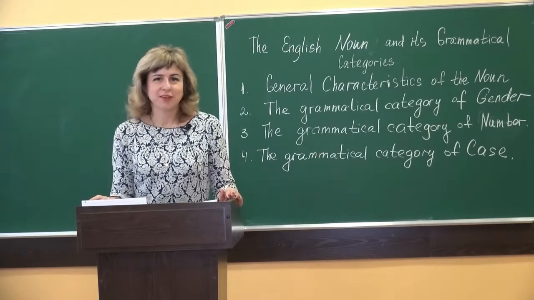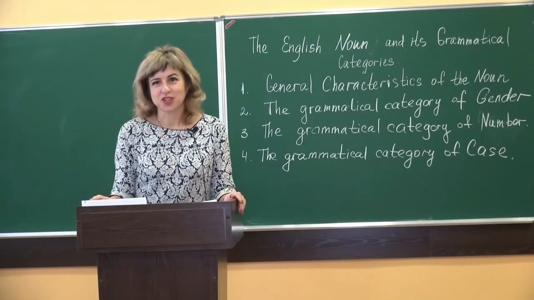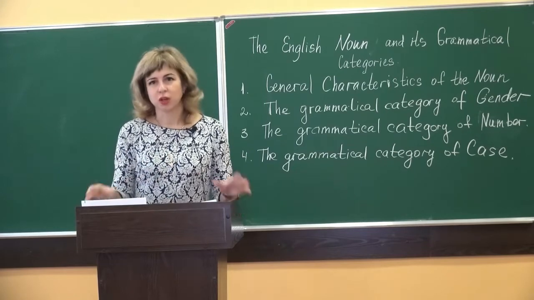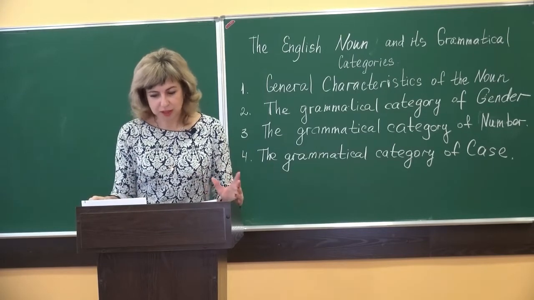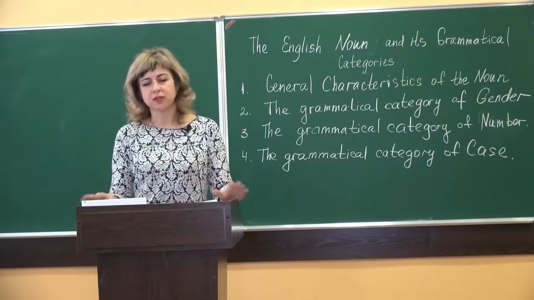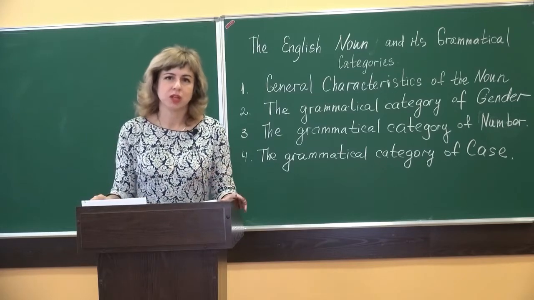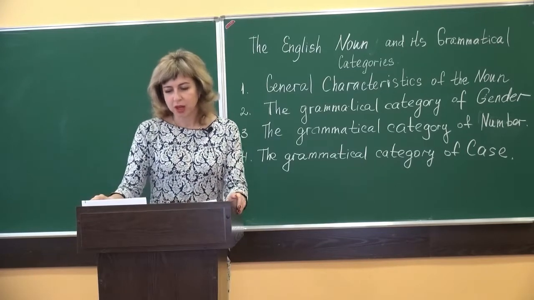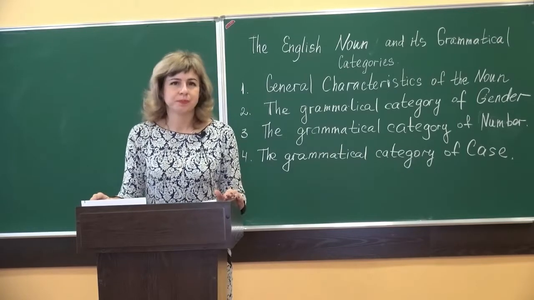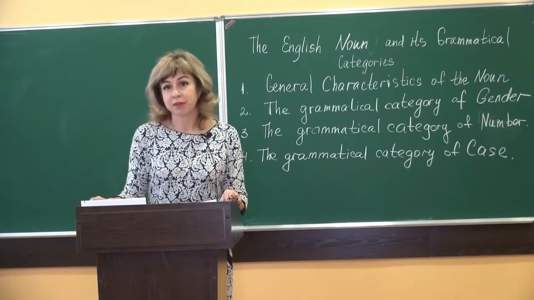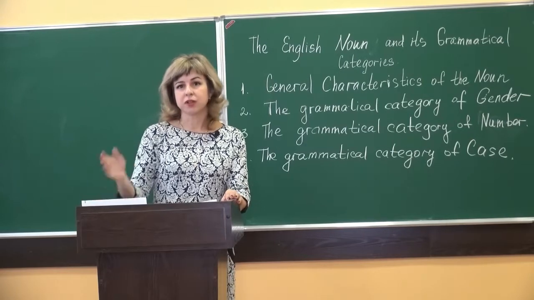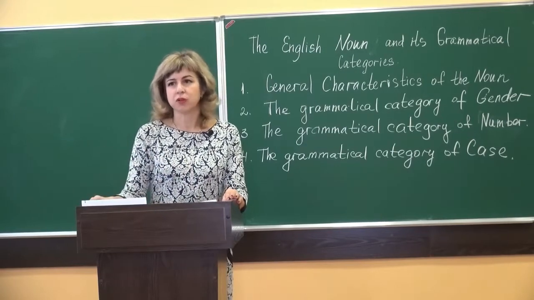The grammatical category of number in the English language is conceptual by its nature. You know what is conceptual? Conceptual means that it reflects the quantitative relations between homogeneous objects of reality. The category is represented by a binary privative opposition of singular and plural nouns.